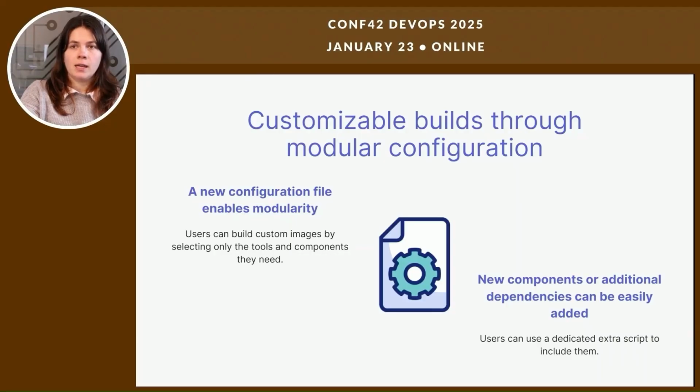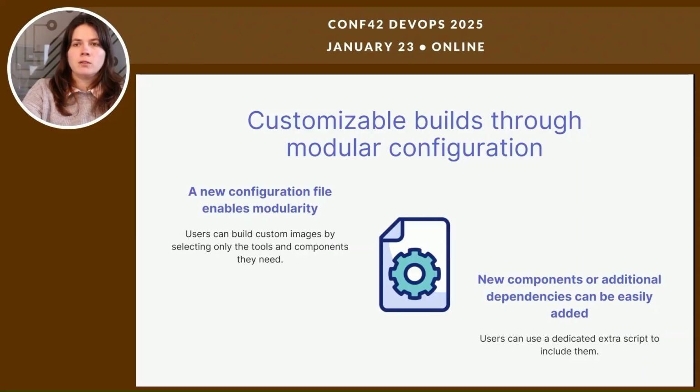file. This file allows users to build custom images by selecting the specific tools they need and even specifying the version of those components. For instance, if you're working on a project that requires a specific library version, you can specify that in the configuration file before build. Additionally, we've made it easy to introduce new components or additional dependencies. With the help of an extra script, users can add other compatible tools.